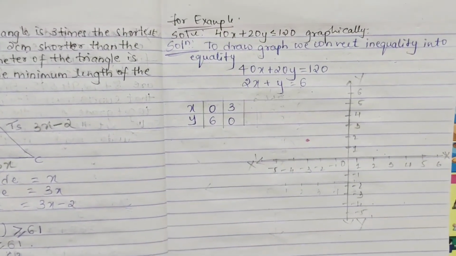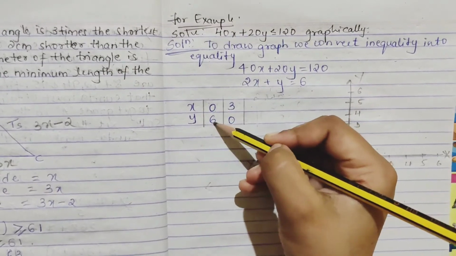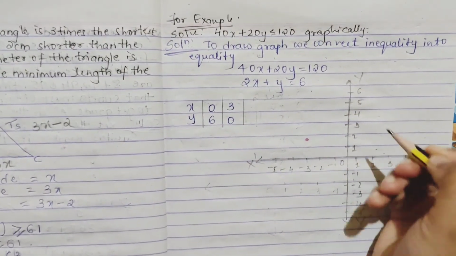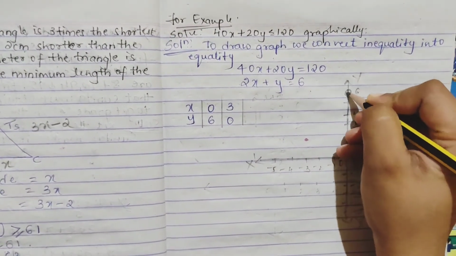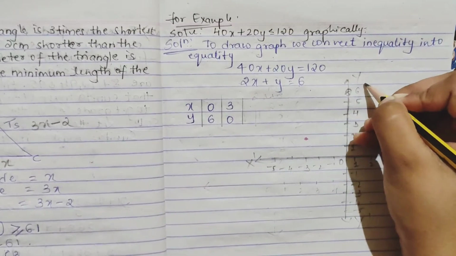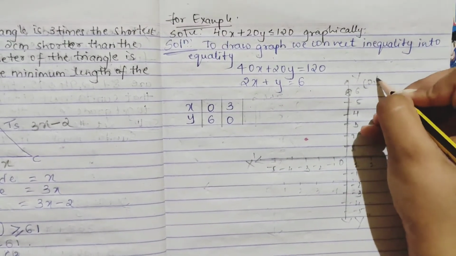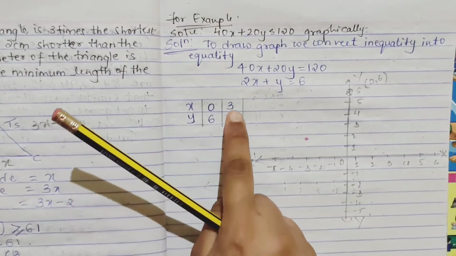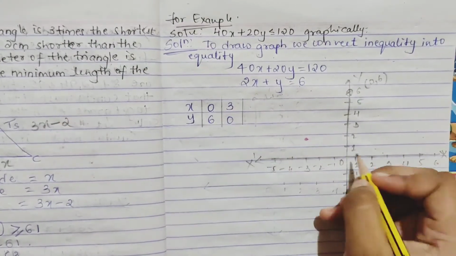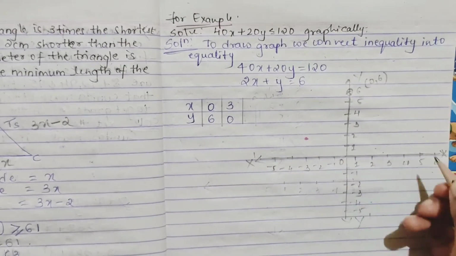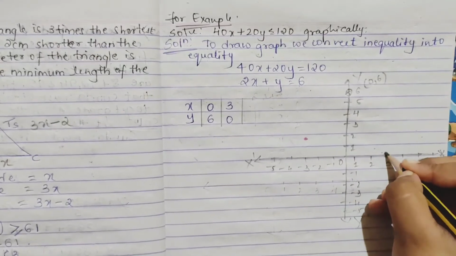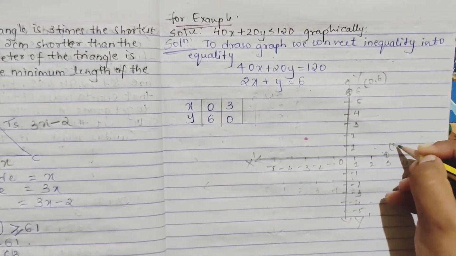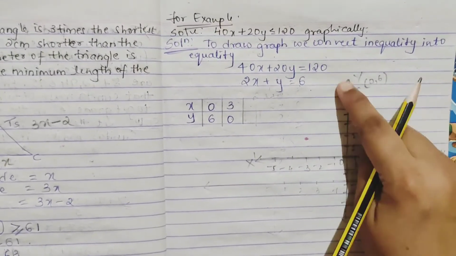So we will plot the points. See, first when x is 0, y is 6 they are telling. So when x is 0, y is 6 means we are getting this point, okay. x is 0, y is 6. Second, when y is 0, x is 3, which means when your y is 0, your x is 3, means you are getting this point. So when your y is 0, x is 3, so you are getting a line.